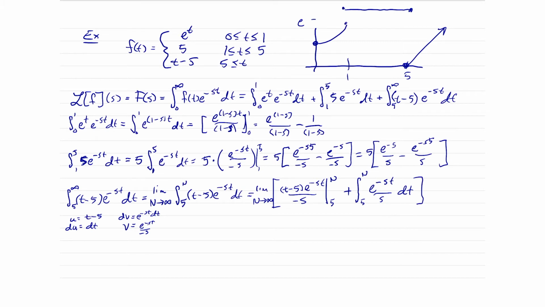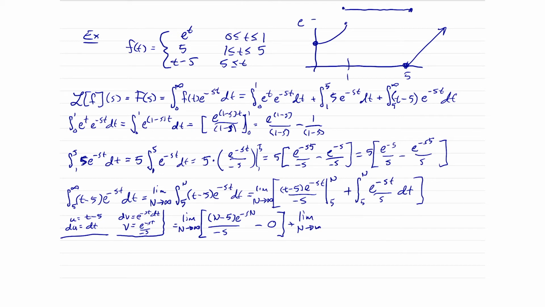Okay, so keep going. Sequester this off over here. And what do we get? Well, this is equal to the limit as n goes to infinity of, let's see, we put in n over here, so n minus 5 times e to the minus sn divided by minus s. Then minus whatever we get when we put in 5. When we put in 5, we see that t minus 5 is just 0, so that's just going to be 0 here.